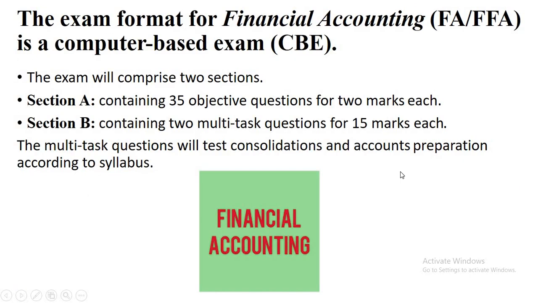First of all, we will discuss the exam format. Financial Accounting or FFA is a computer-based exam. The exam will comprise two sections. Section A contains 35 objective questions for 2 marks each. Section B contains 2 multitask questions for 15 marks each. The multitask questions will test consolidations and accounts preparation according to the syllabus. And if you are well prepared, then you will be able to tackle all these questions with confidence.